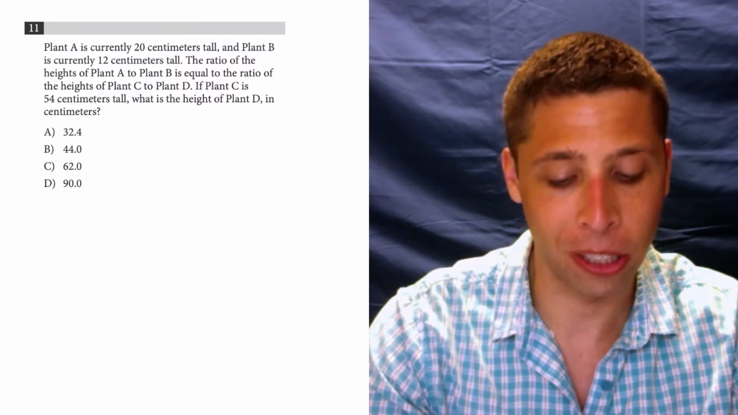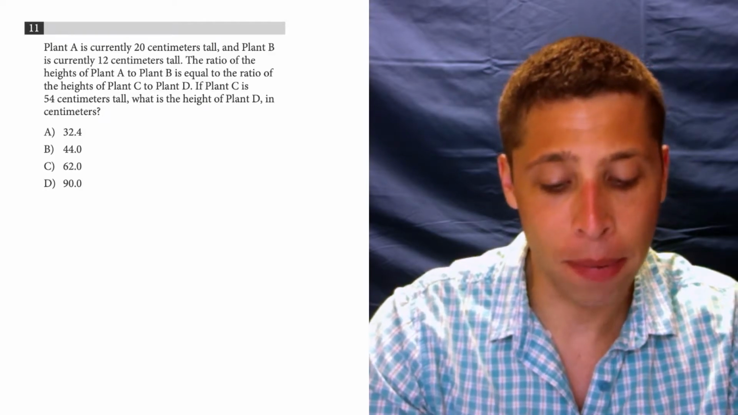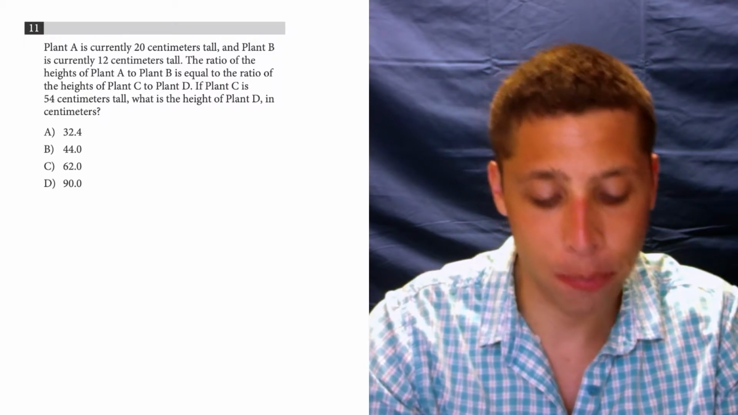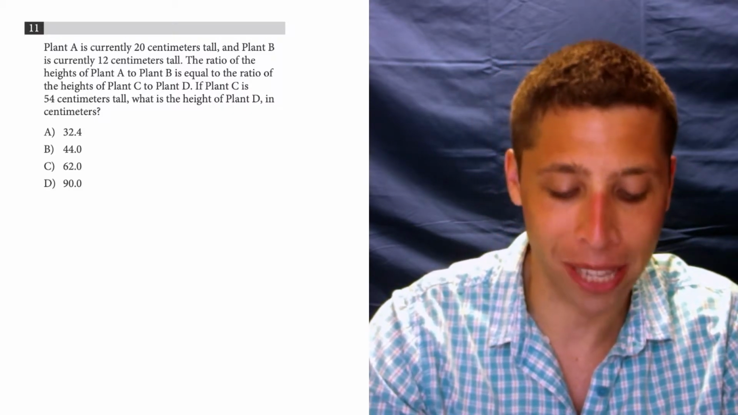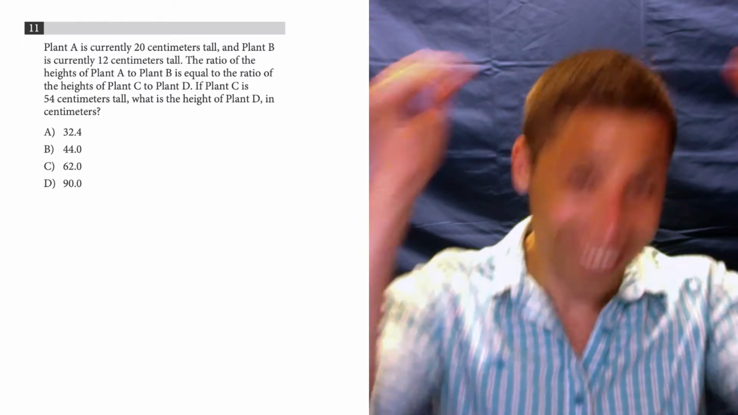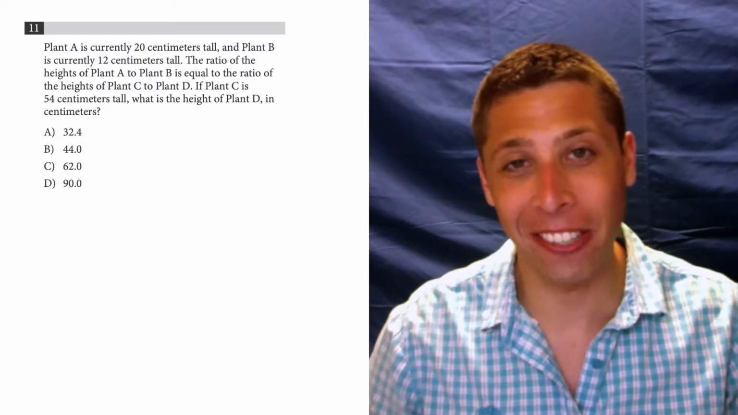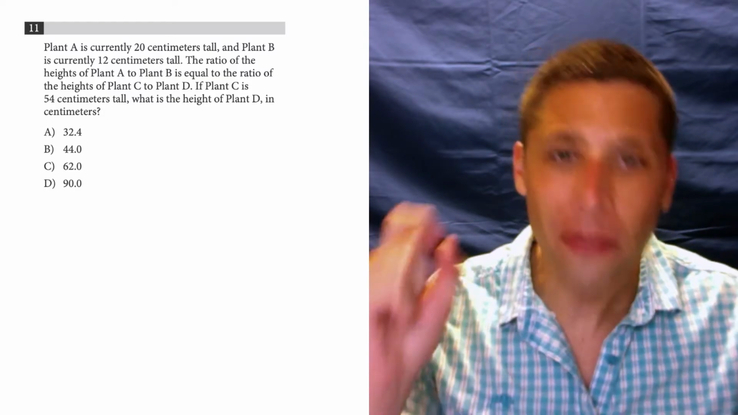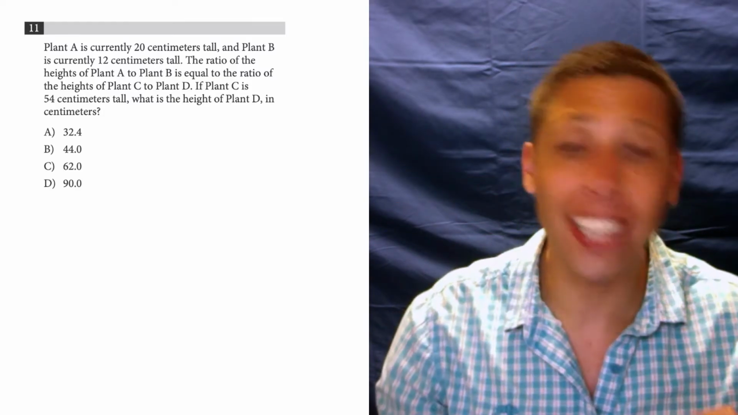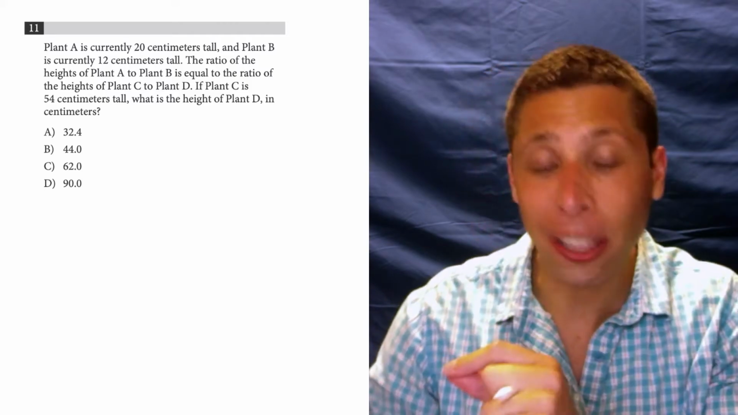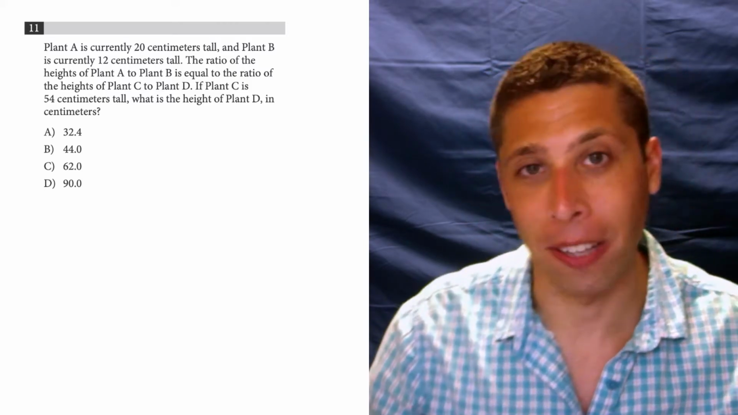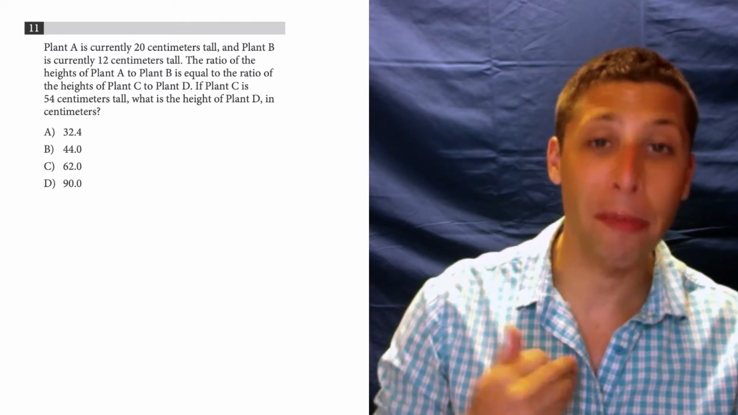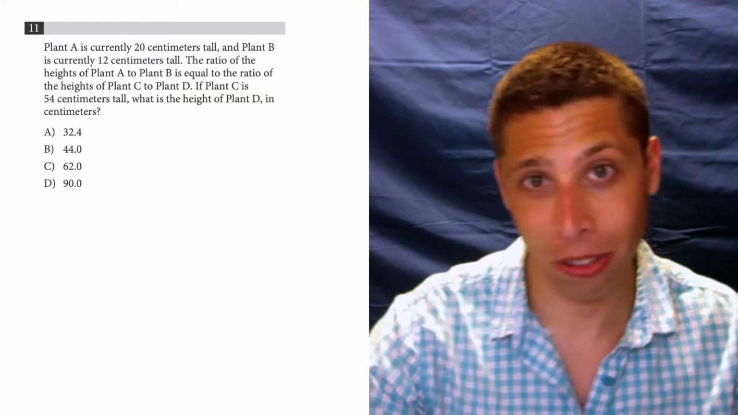Plant A is currently 20 centimeters tall, and plant B is currently 12 centimeters tall. The ratio of the heights of plant A to plant B is equal to the ratio of the heights of plant C to plant D. Ugh, 4 letters, 4 things all at once, that seems like a lot. And so it feels dangerous, where if I mess up those letters slightly, I'll probably get the wrong answer, and it'll be one of the wrong answers, because I know the SAT. They know the mistakes that I'm likely to make, and so they put those wrong answers there for me.